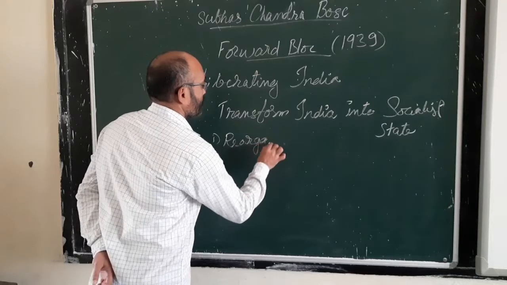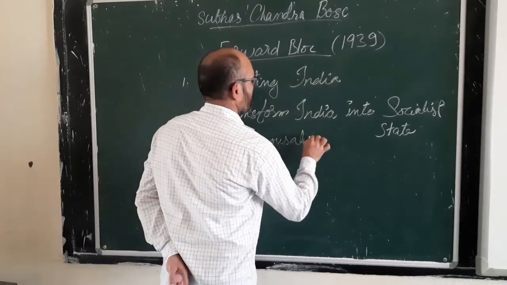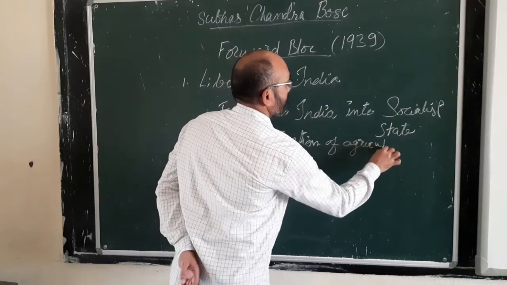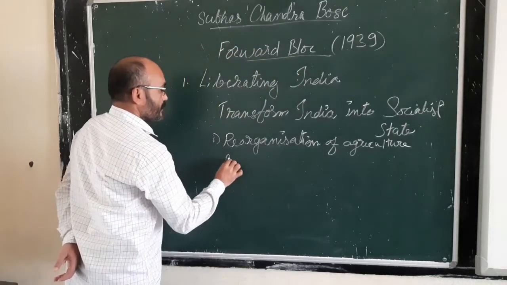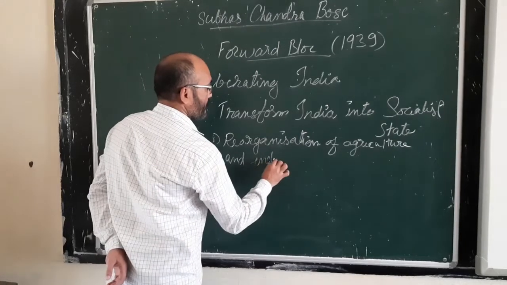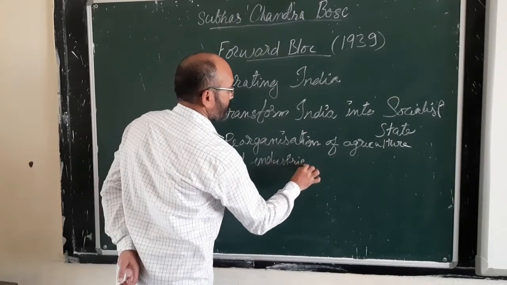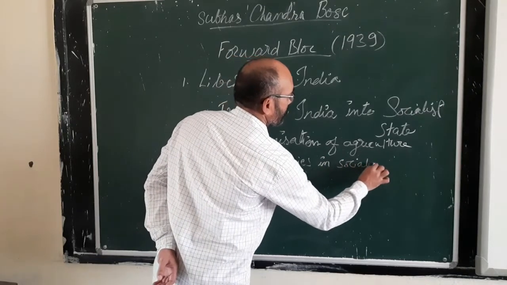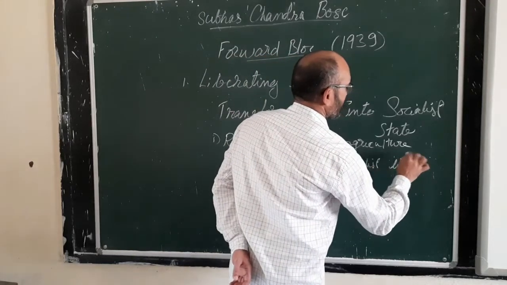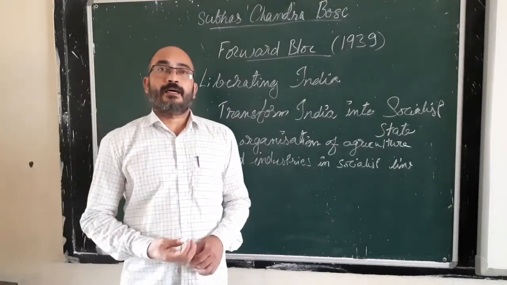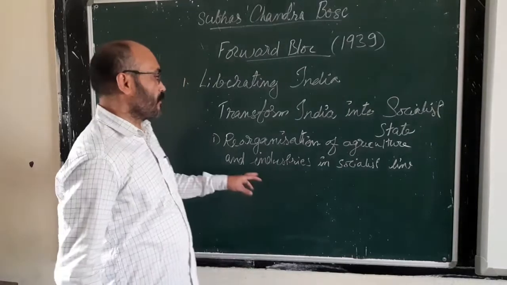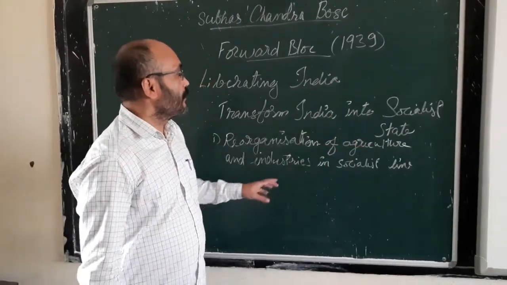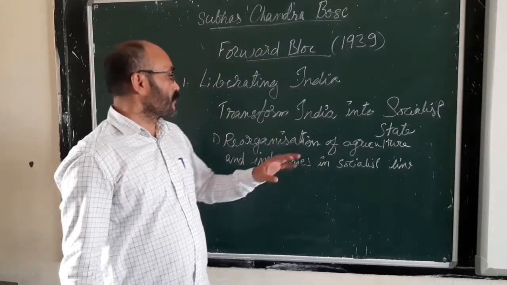Reorganization of agriculture and industry on socialist lines. That is one of the main ways to transform India into a socialist nation: organize agriculture and industry on socialist lines.